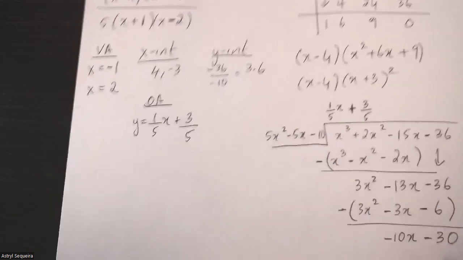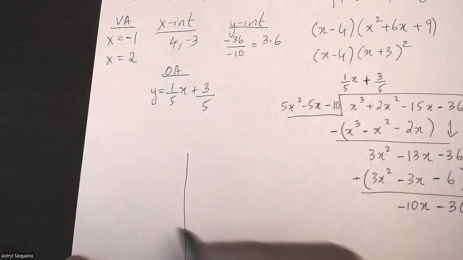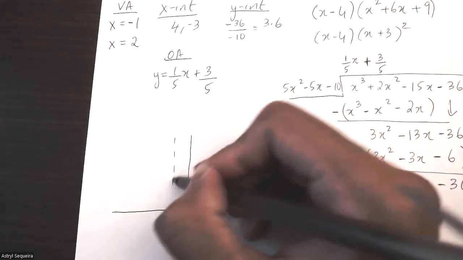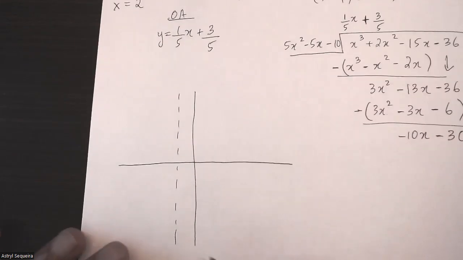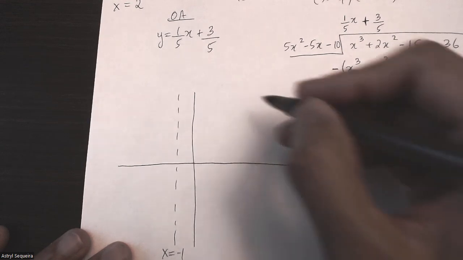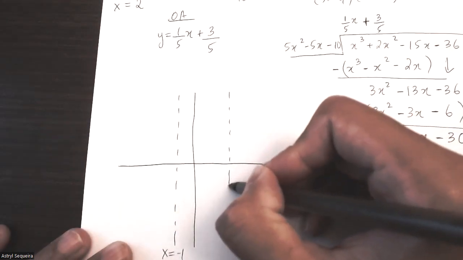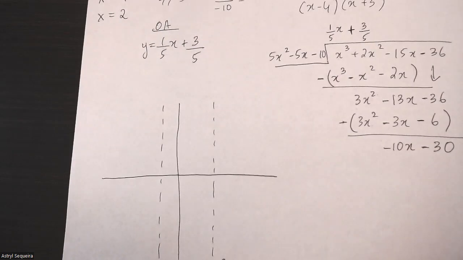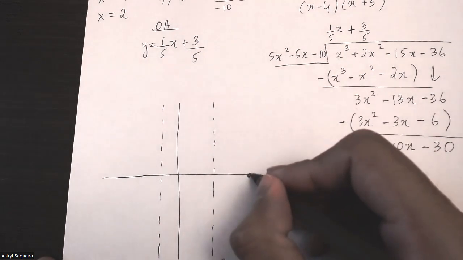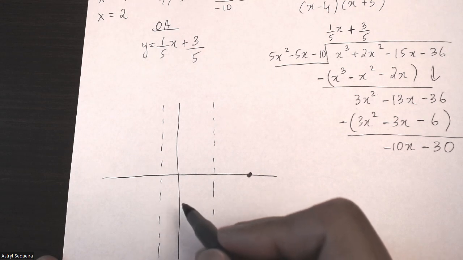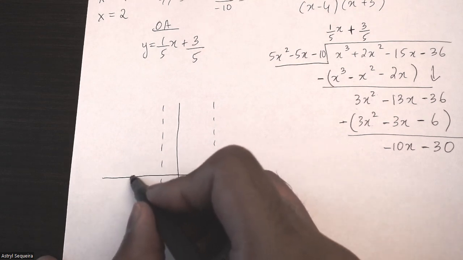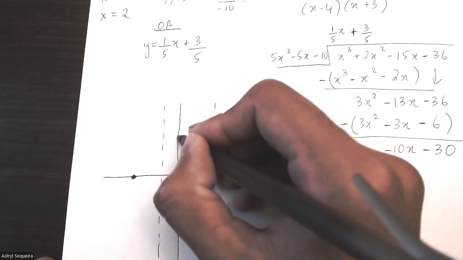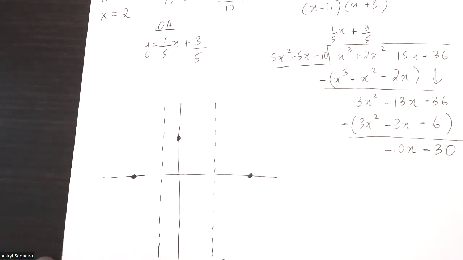Now, with all this information given, we can do our sketch. On my sketch, I always start with my vertical asymptotes and my intercepts. The vertical asymptote at x equals negative 1. And another vertical asymptote at x equals positive 2. And then I have x-intercepts at positive 4, negative 3. And I have a y-intercept at positive 3.6. I'll label the points after I do the drawing.